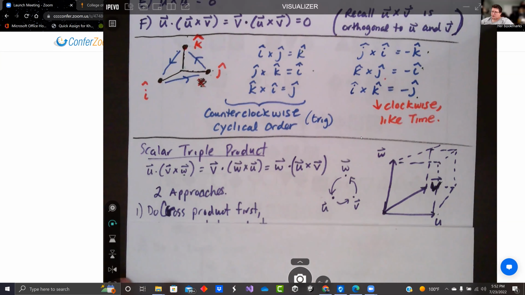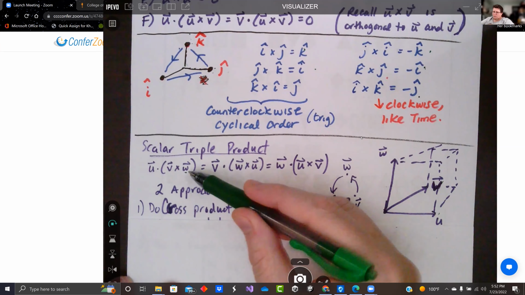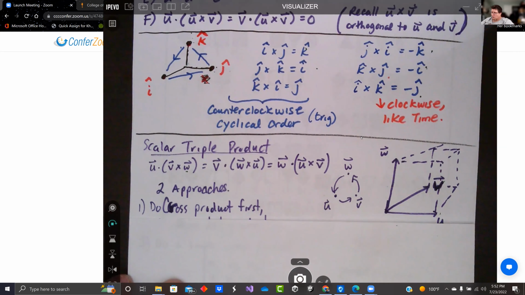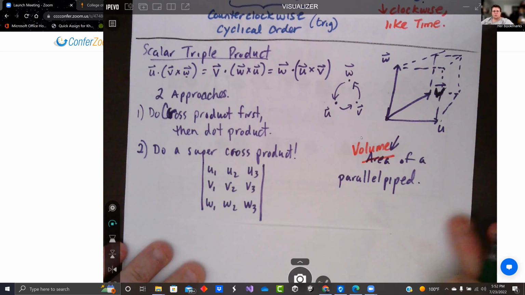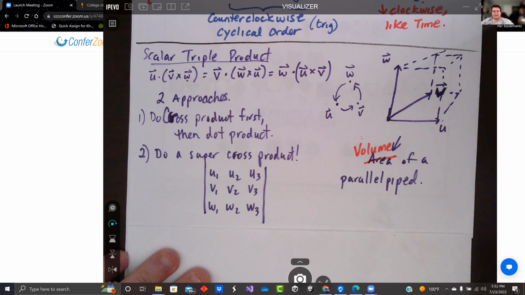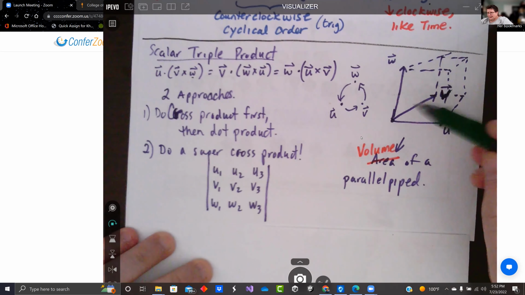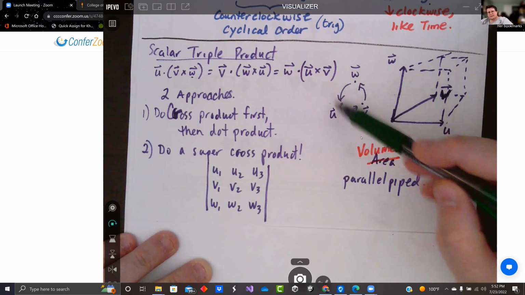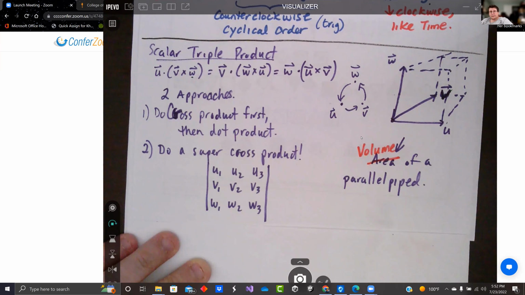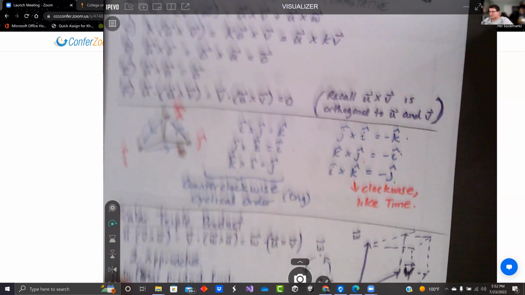So two approaches, we could just do the cross product and then dot it with the other vector. Or you can do a super cross product. Rather than using IJK across the top, use U1, U2, U3, V1, V2, V3, W1, W2, W3. And just like IJK was cyclical, UVW is cyclical, as long as you got your vectors set up labeled right. Okay, let's take a look at an example using these.